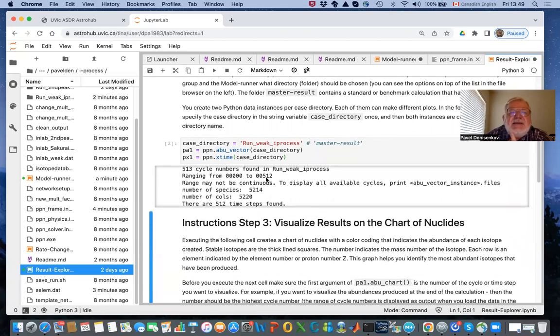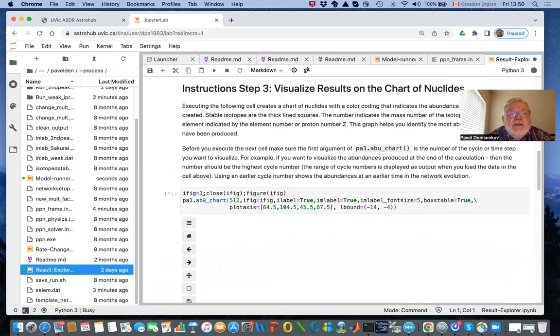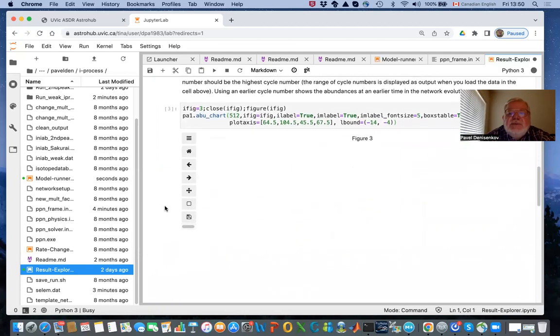I see there are 512 cycles. We call cycles time steps. So this means that I have 512 output files. Therefore, I can have a look at one of these files, numbered from 1 to 512, so here I have to provide the right number. Let's take the last calculated file, number 512, and make some plots. It takes some time.